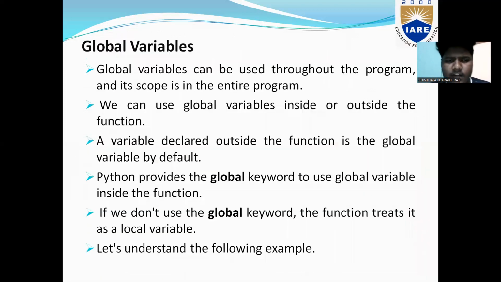Now we will discuss global variables. A global variable can be used throughout the program, and its scope is the entire program. We can use a global variable inside or outside the function. A variable declared outside the function is a global variable by default. Python provides a global keyword to use a global variable inside the function. If you don't use the global keyword, the function treats it as a local variable. Let's see one example about global variable. The main point is that a global variable can be used inside or outside the function.